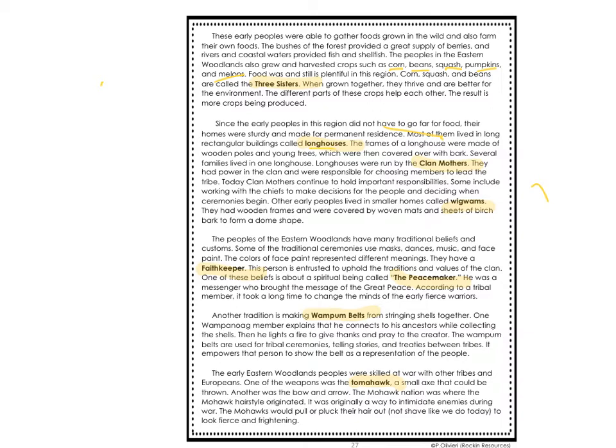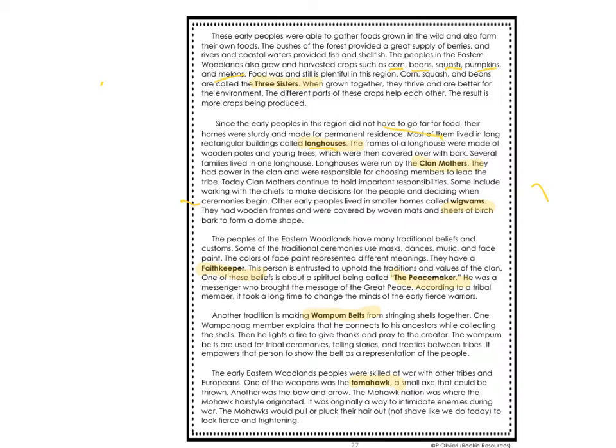That makes sense. The frames of a longhouse were made of wooden poles and young trees, which were then covered over with bark. Several families lived in one longhouse. Longhouses were run by the clan mothers. They had power in the clan and were responsible for choosing members to lead the tribe. Today, clan mothers continue to hold important responsibilities. Some include working with the chiefs to make decisions for the people and deciding when ceremonies begin.